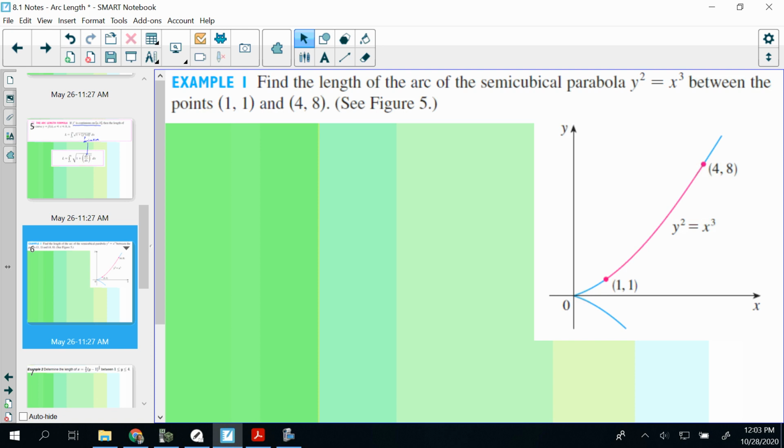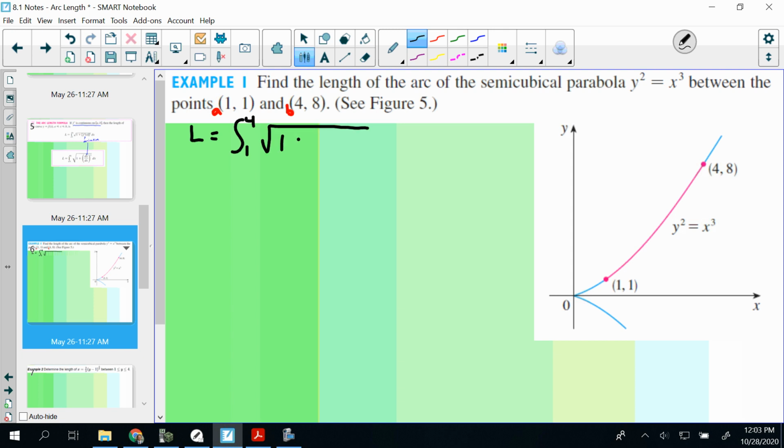So if we are going to find this arc length, we want to set up an integral from the start to the finish. Our a on this one would be 1, our b would be 4, so from 1 to 4, because those are our x values, of the square root of 1 plus our derivative squared dx. So we're going to need to know what our dy/dx, or f prime, is here.